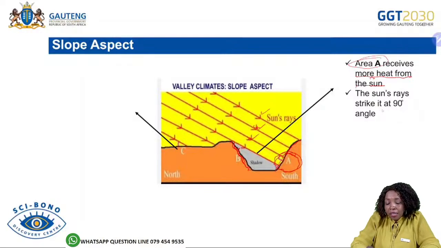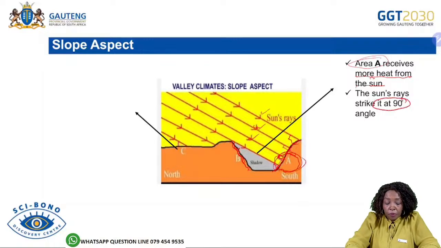So the sun's rays strike this area at 90 degrees. As you can see, there's an angle that has been drawn here to show that the sun's rays here are striking at 90 degrees. So there is a 90 degree angle in which area A receives the sun's rays, which therefore explains that area A would have more heat compared to the other slope that is facing away.